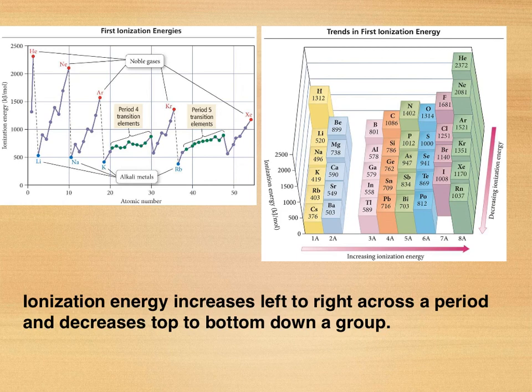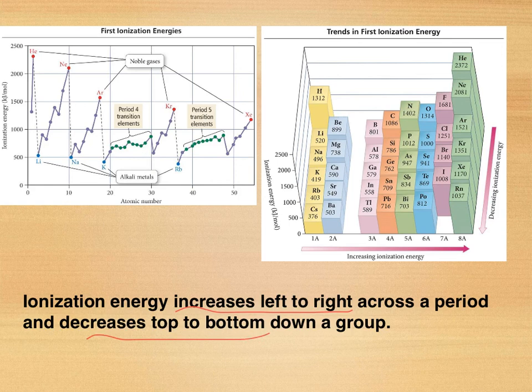Ionization energy is a little trickier. The general trend is that it does increase left to right, as I said, because effective nuclear charge is increasing, and it does decrease from top to bottom down a group. However, there are some anomalies.